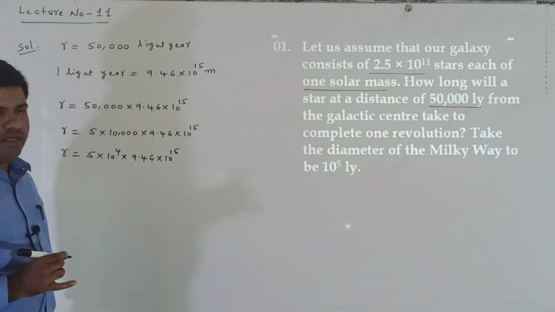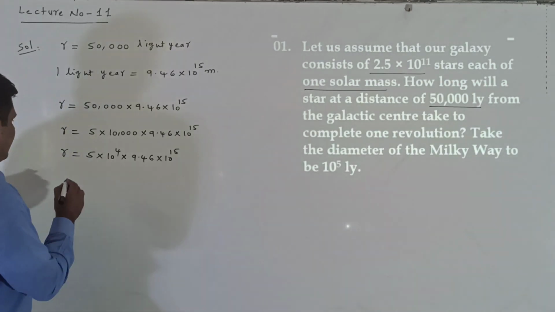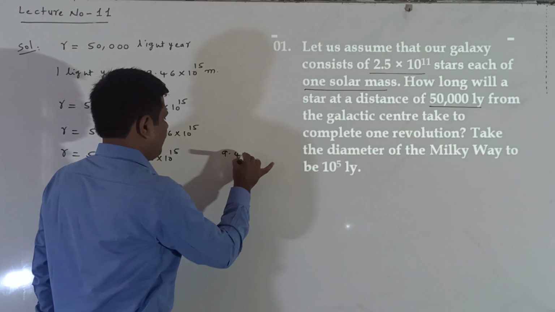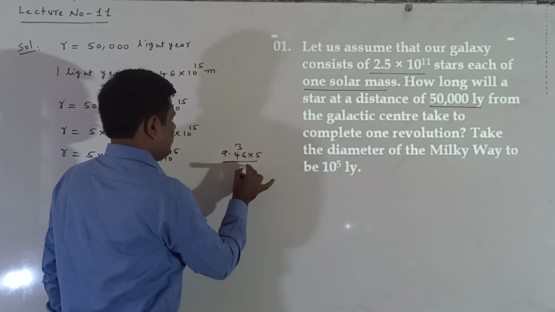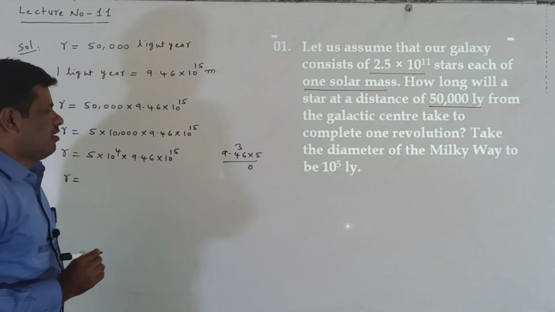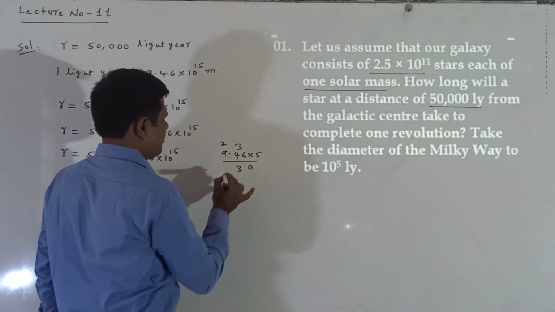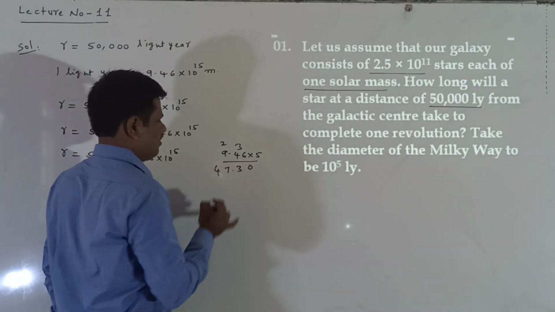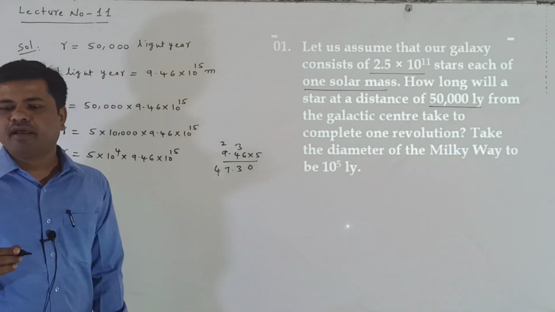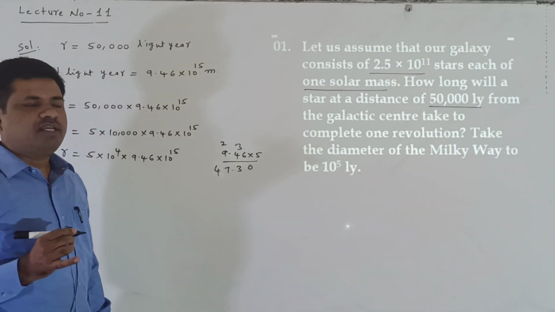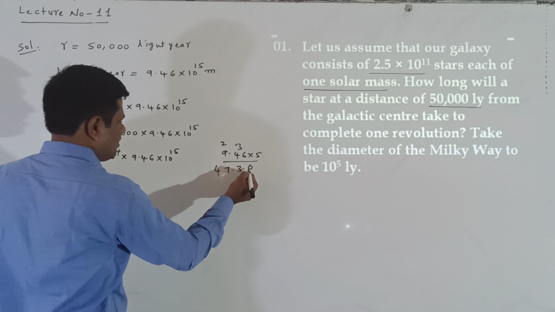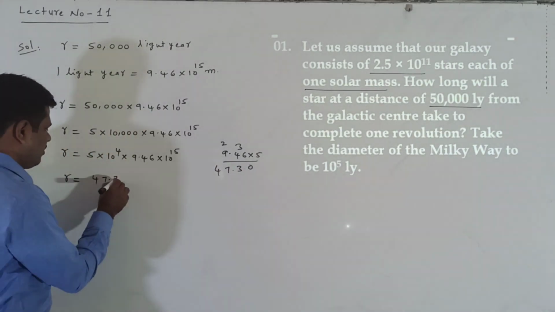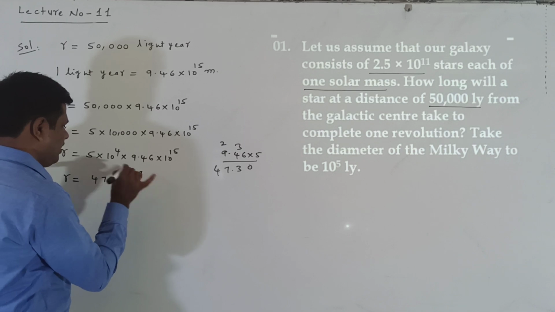Okay, it is clear. Now what are we getting here? r is equal to 9.46 into 5. 5 sixes are 30. 5 fours are 20, 23. 5 nines are 45, 45 plus 2 is 47. Here what are we getting? This is 47.3. After the point there is no value for 0. 47.3 into 10 power of 19.